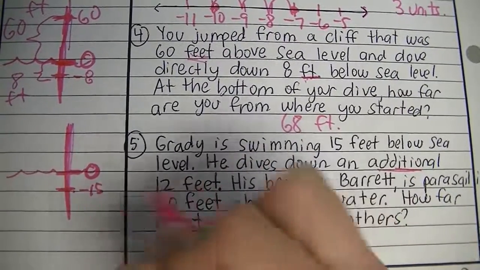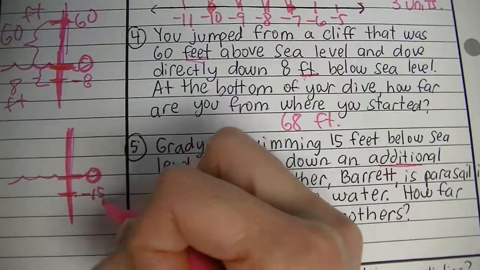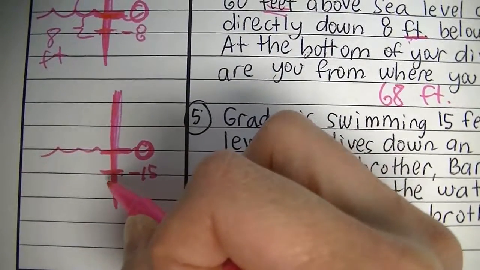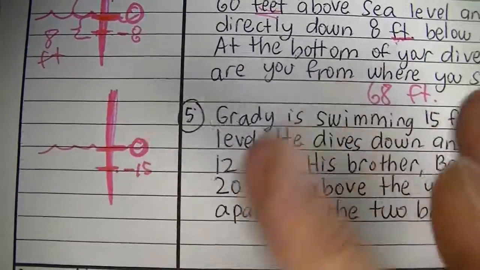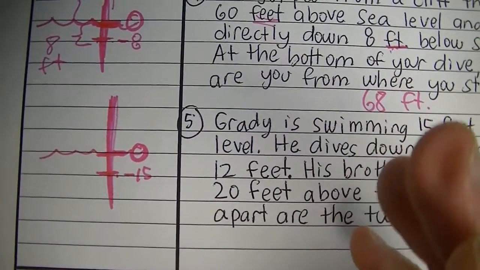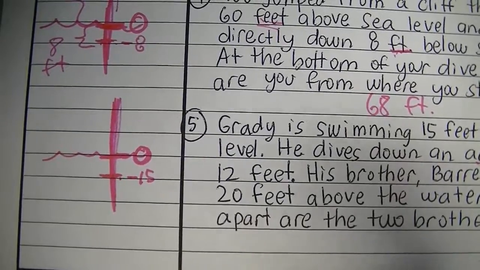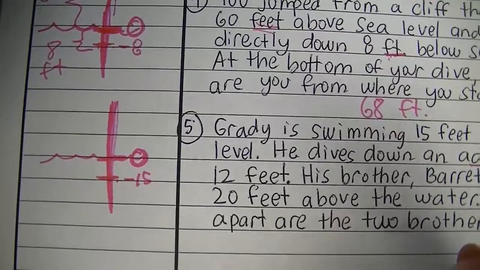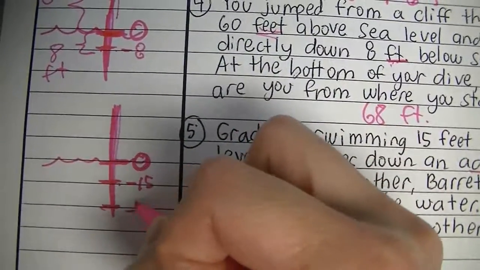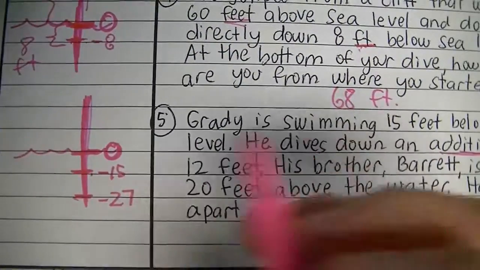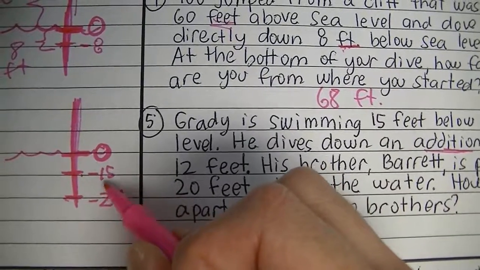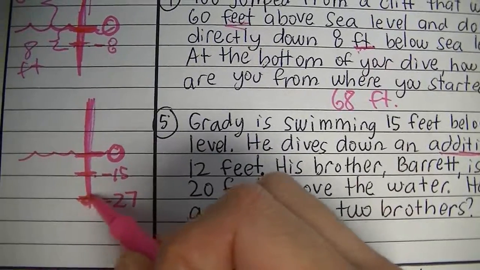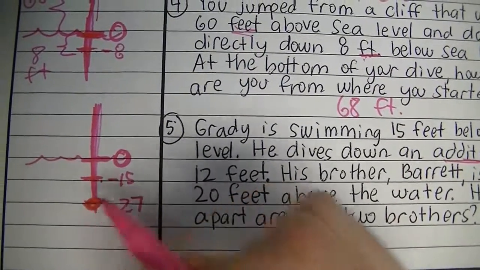And then he dives down an additional 12 feet. So we're going to go 12 more feet with that. So you're at negative 15. Then you'd be at negative 16, negative 17, negative 18, negative 19, negative 20, negative 21, negative 22, negative 23, negative 24, negative 25, negative 26, negative 27. Okay, so that's where Grady ended up. Do you see how we added 12 feet to that? So we're 15 feet here, we're going to add 12 feet to that. Puts him currently at negative 27 feet. That's where he's at right now, okay?